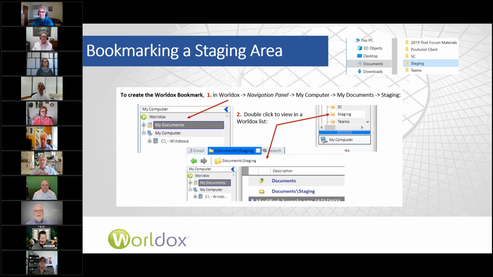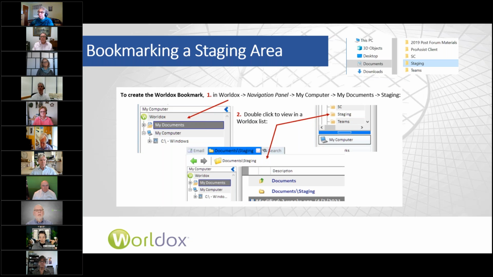Audio clear, I hope. And I find over the years working with Worldox that sometimes I'll have batches of documents that I need to bring into Worldox, and sometimes I'll have batches of documents that I need to copy out of Worldox. So I like to create a bookmark to a staging folder that I've created in Windows, because Worldox can look at your documents location in Windows. So go into Windows, create a new subfolder called staging or transfer, or whatever you're going to remember.